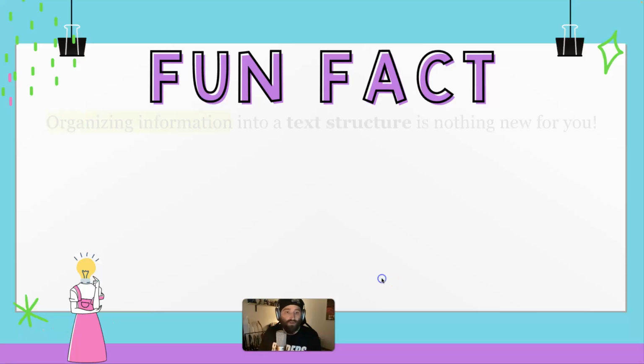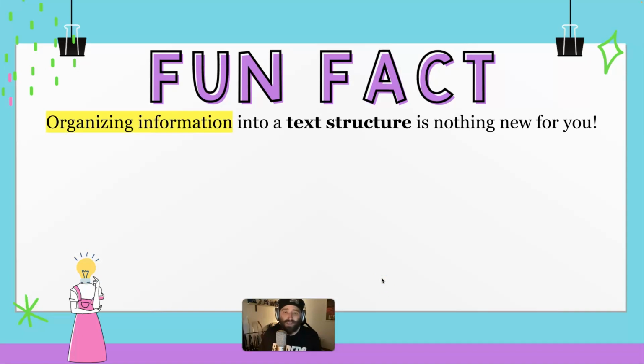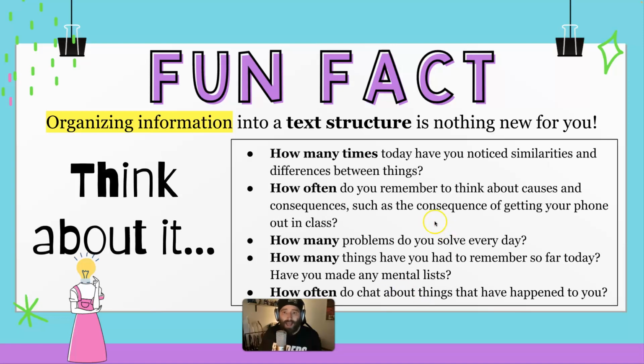Now, a fun fact is organizing information into a text structure is nothing new for you. You are all already experts at this. Think about it. How many times today have you noticed similarities and differences between things? How often do you remember to think about causes and consequences, such as the consequence of getting your phone out in class? How many problems do you solve every single day? How many things have you had to remember so far today? Have you made any mental list, like I have to do this, I have to do this, I have to do this? How often do you chat about things that have happened to you? All of these things are the different text structures that we just talked about. You do them every day. We're just now applying them to what we read.